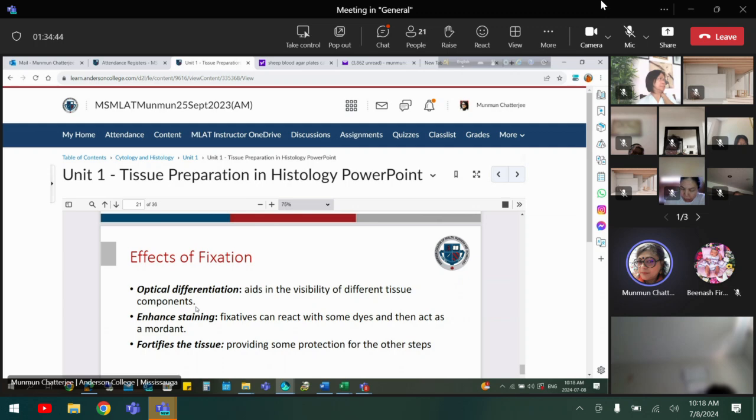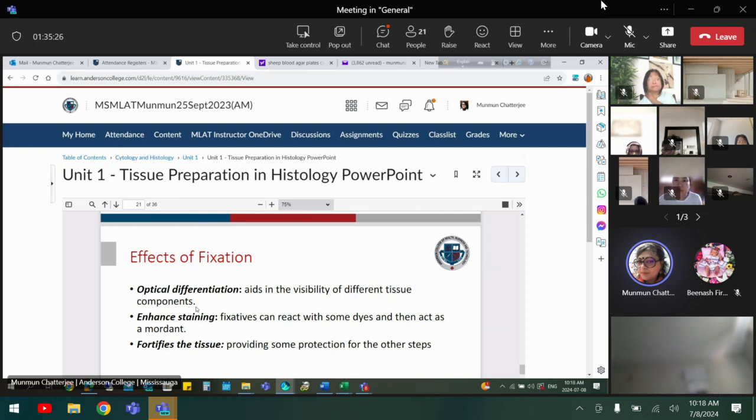Enhanced staining means the fixative can react with some dyes and then acts as a mordant. Do you know what a mordant means? What does mordant mean? A bridge. What bridge? Between the stain and the cell wall. Yes, it helps in bridging between the dye and the cell wall or the tissue. In microbiology, in the cell wall, and also in the tissue and the cell.